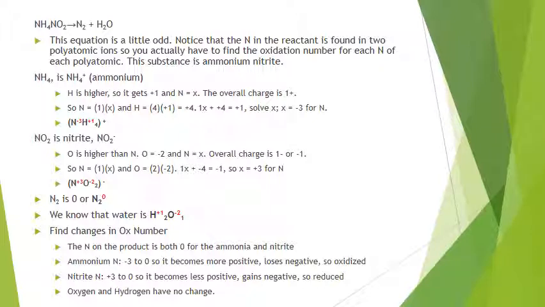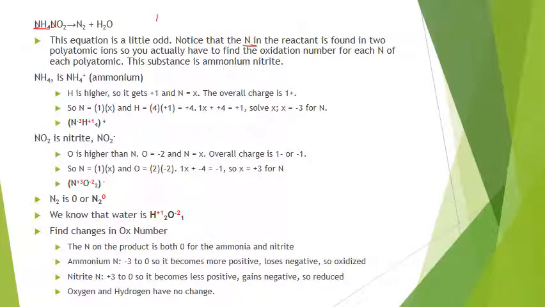Okay, this one right here, NH4 and NO2 yields N2 plus H2O. So this isn't balanced as well. Okay, it doesn't matter. We can still find out what's being oxidized or reduced. Now this one's a little odd. Notice that nitrogen is in two places on the reactant side.